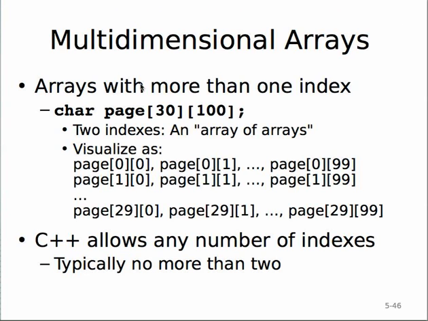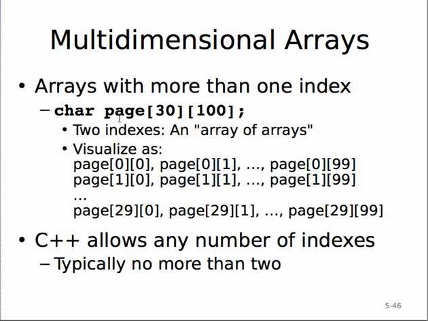I want to end with some notes about multidimensional arrays. Multidimensional arrays just have more than one index. So typical use is for matrices. Matrices as in math and linear algebra. Those of you who have taken linear algebra, you know what matrices are. There's also other uses for multidimensional arrays.